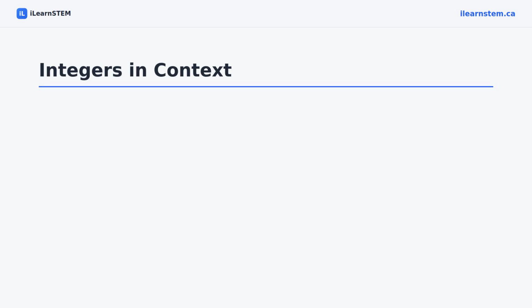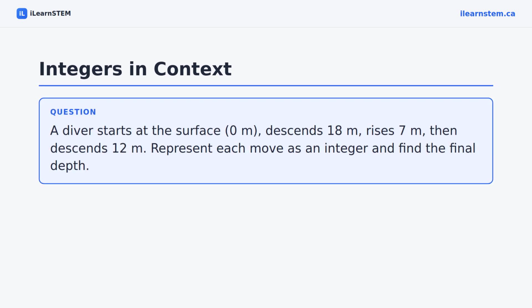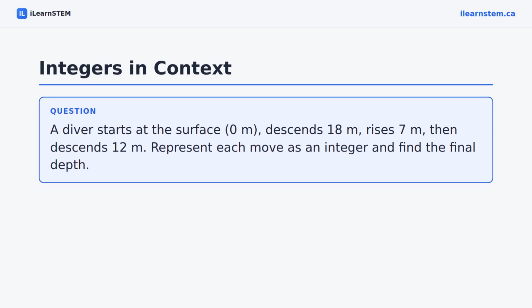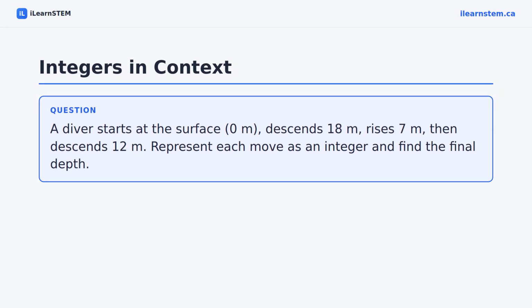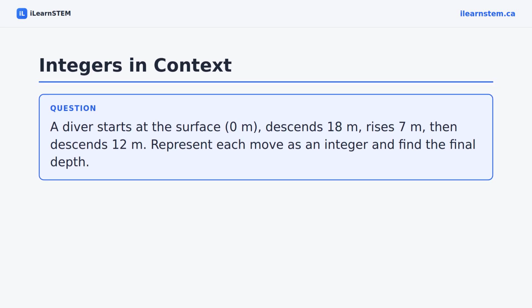Let's practice representing movements as integers and finding the final depth. Here's the problem. A diver starts at the surface, 0 meters. They descend 18 meters, rise 7 meters, then descend 12 meters. Represent each move as an integer, and find the final depth.